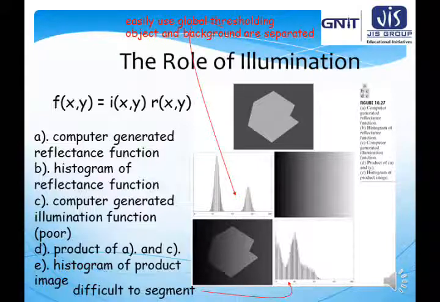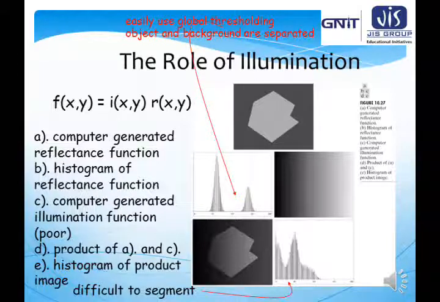Here we have five images. The first image is the computer generated reflectance function. The second image is the histogram of the reflectance function. The third is the computer generated illumination function, which is poor, and the fourth is the product of A and C. The histogram of the product image is given here.